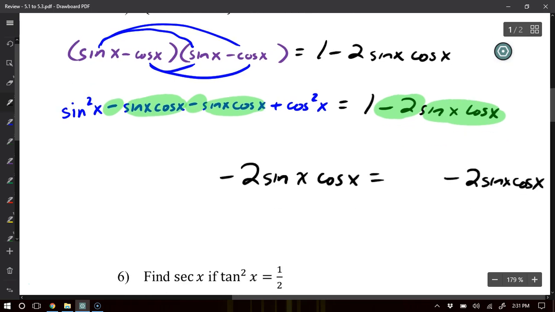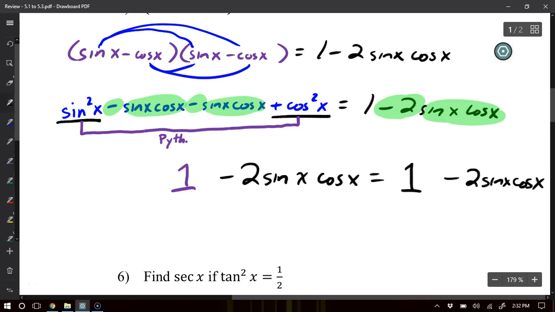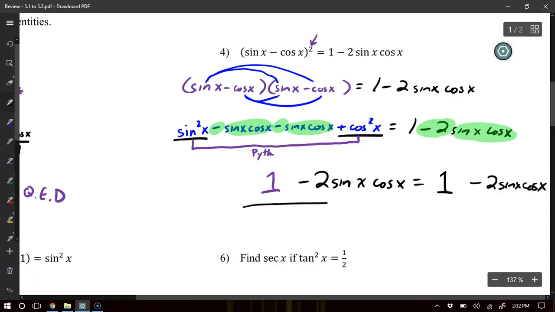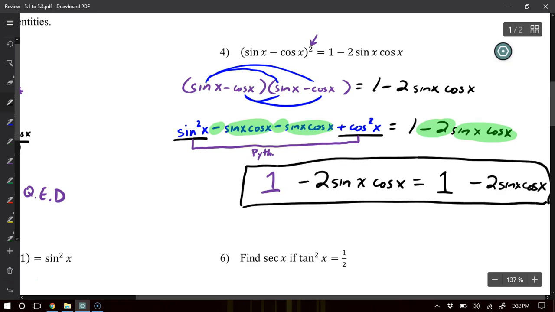Problem is, what about the left side? Because I have a sine squared. I have a cosine squared. Well, a commutative property allows me to put these next to each other. And sine squared of x plus cosine squared of x is a Pythagorean identity. Which is exactly what I wanted. So 1 minus 2 sine x cosine x equals 1 minus 2 sine x cosine x. It has been demonstrated, QED.